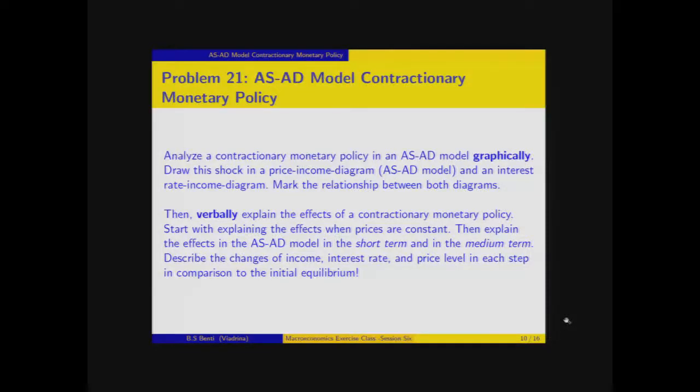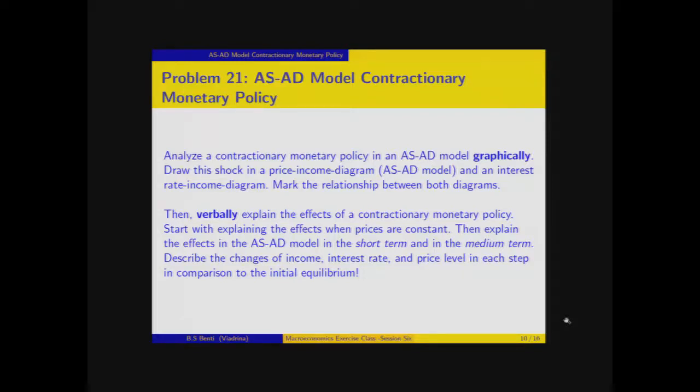So now we will move on to the AS-AD model in contractionary monetary policy. We are asked to analyze the contractionary monetary policy in the AS-AD model graphically. We should draw the shocks in the price-income diagram, the AS-AD model, and then the interest rate-income diagram, or the IS-LM model. We should show the movement of this shock in both diagrams, and then we are asked to explain verbally the impact of contractionary monetary policy.